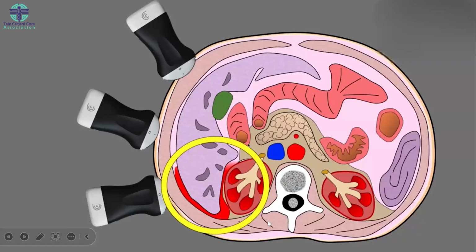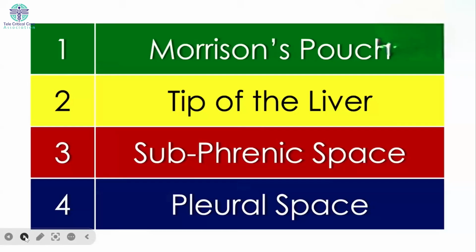Okay, now what do we see? We generally target this portion for injury, that is, as I said, between the liver and the right kidney. And what do we see in the hepatorenal pouch? What we have to see are four things: Morrison's pouch, the caudal portion of the liver, the subphrenic space, and the pleural space.